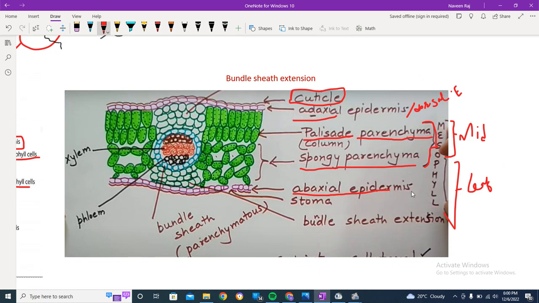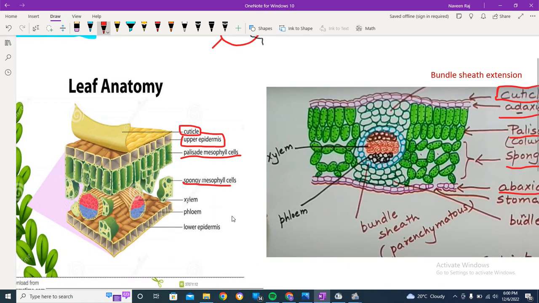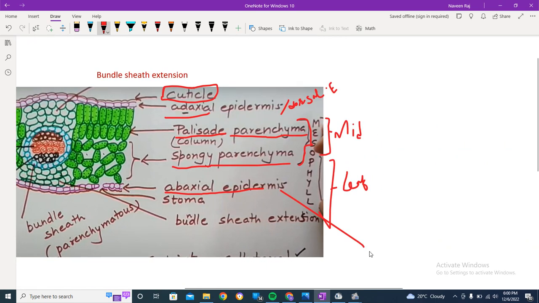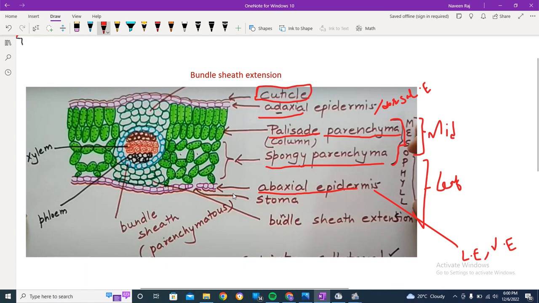Abaxial epidermis, this is also called, over there it is also mentioned, maybe let me check it out. Yes, abaxial epidermis is also called the lower epidermis and the ventral epidermis. Writing just short forms, ventral epidermis, right? So this is the lower part. Here the name states ventral. Ventral means the downward.